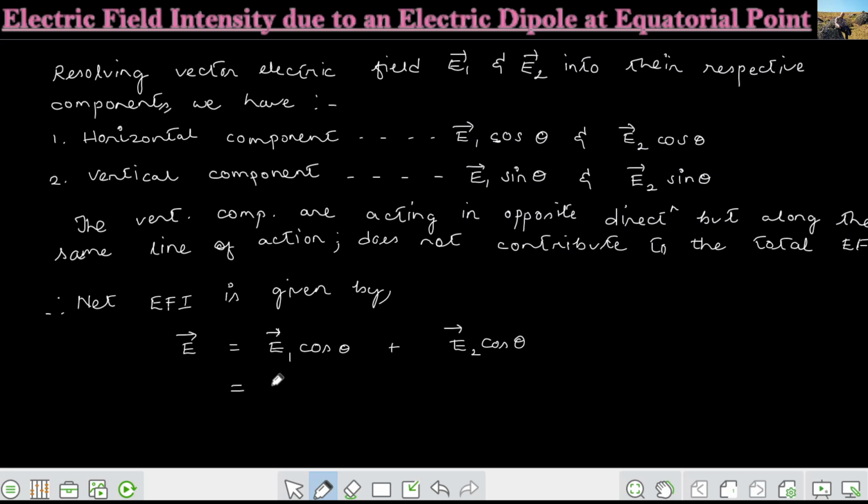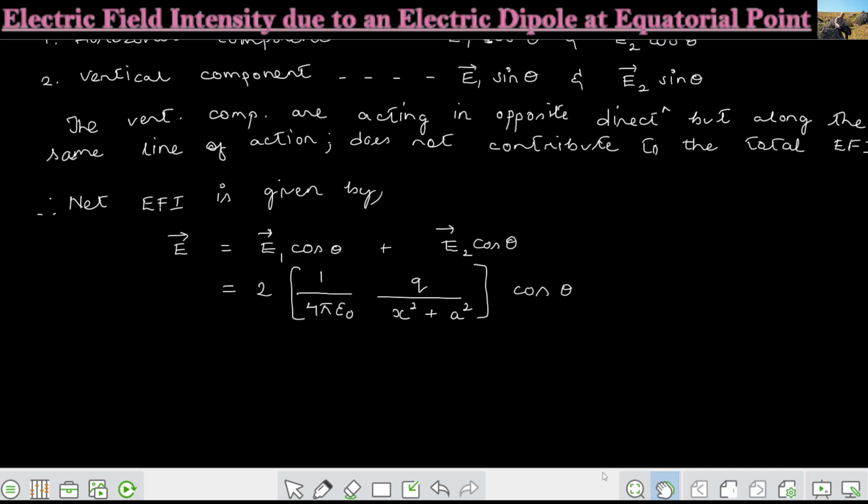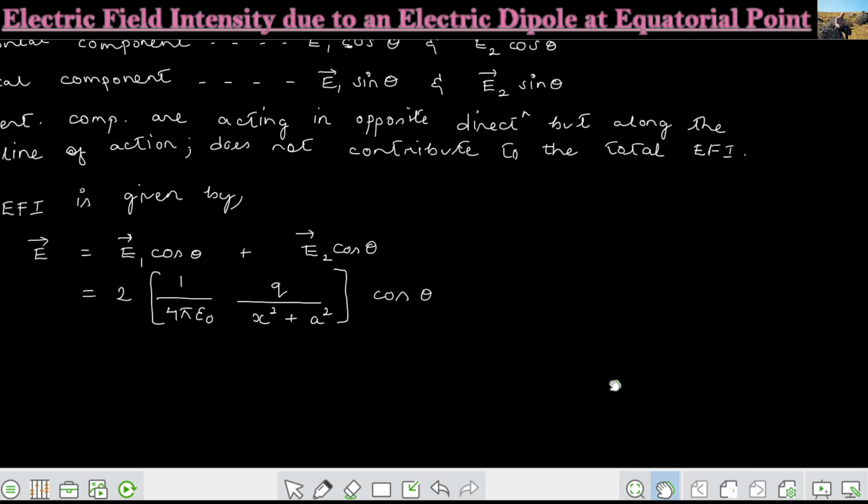So which means that it is 2 times that value of 1 by 4 pi epsilon naught, q divided by x square plus a square, and the common term will be cos of theta. So you have to find what is this value of cos of theta. The value of cos of theta can be determined from that triangle.